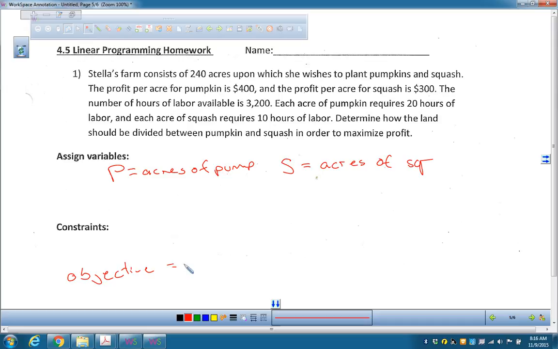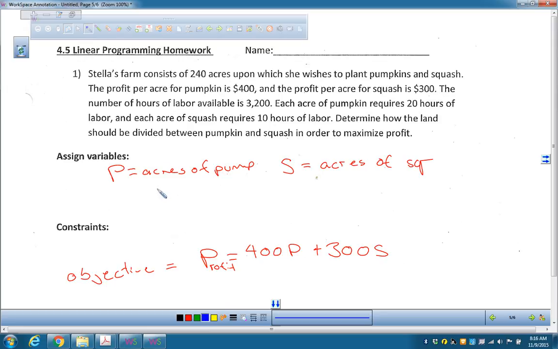And objective function, you want a profit. How much do you make per pumpkin? Profits. You make $400 per pumpkin. And how much do you make per squash, per acre? 300. 300 per squash. Okay? Yes, ma'am. Go ahead. Give me one constraint.